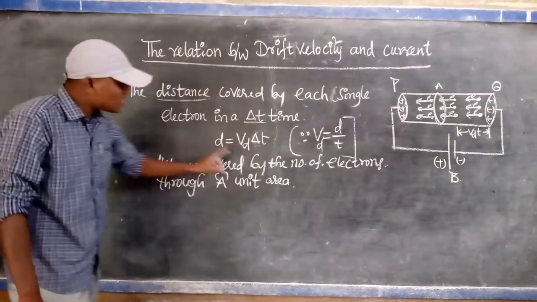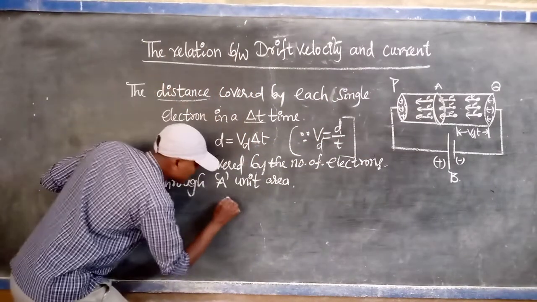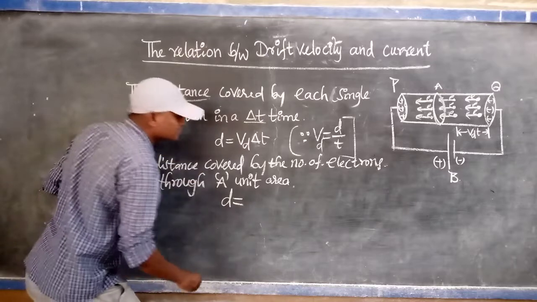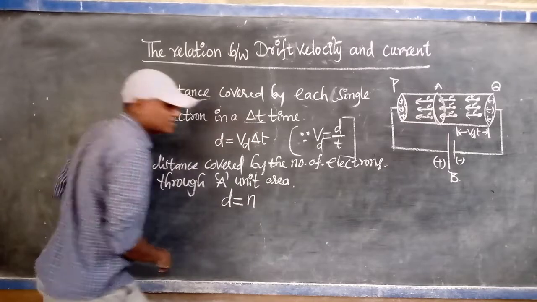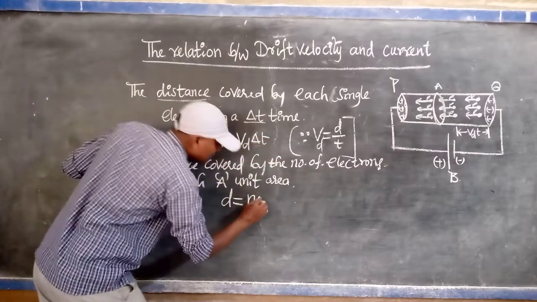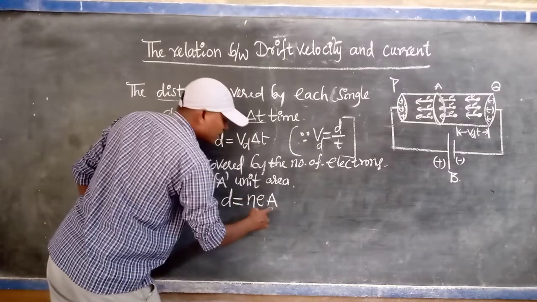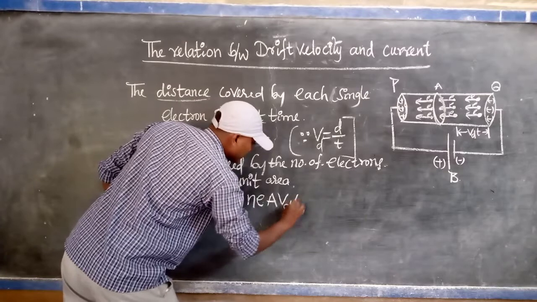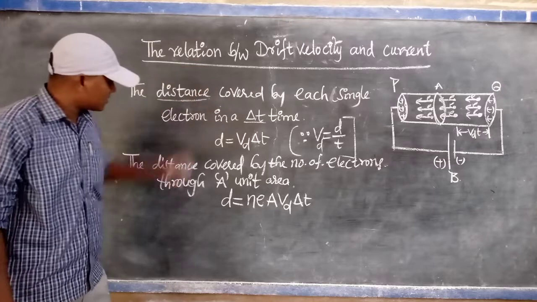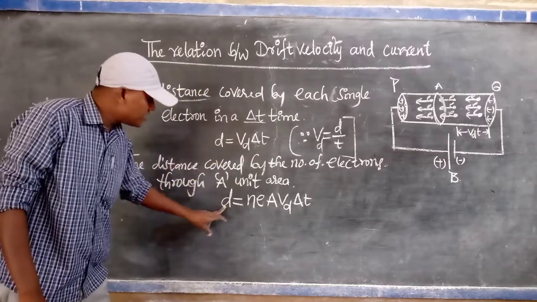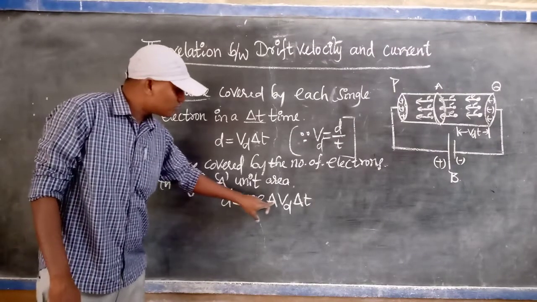That's why the distance covered by the number of electrons through the unit area. So then what can we write? D is equal to, okay, N is the number of electrons. N number of electrons through the area, so V_D delta T. Listen very carefully. The distance covered by the number of electrons through the unit area means D is equal to N, the number of electrons passing through the area.